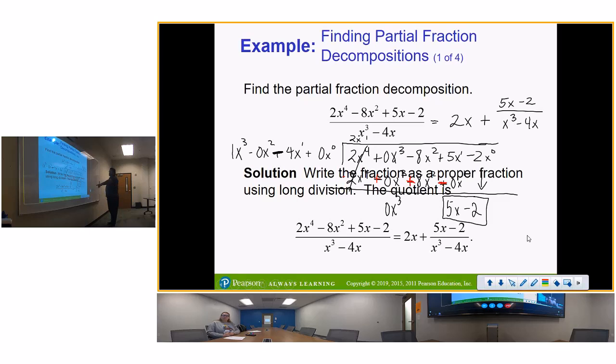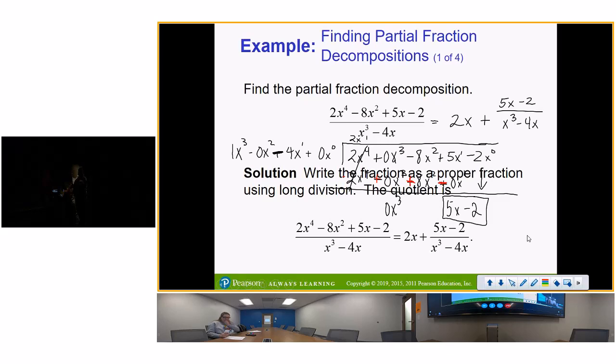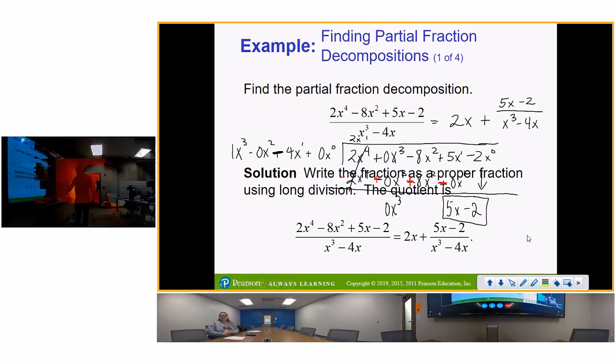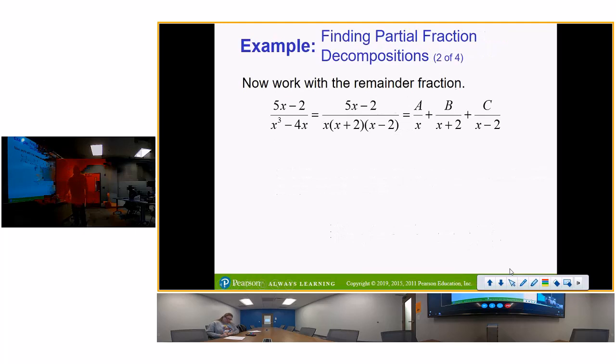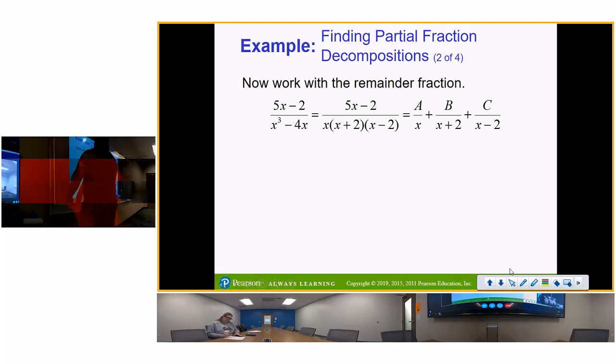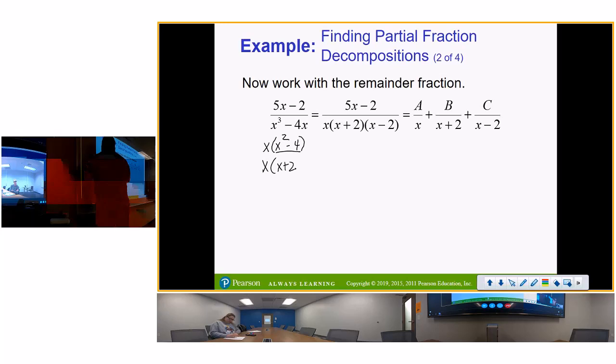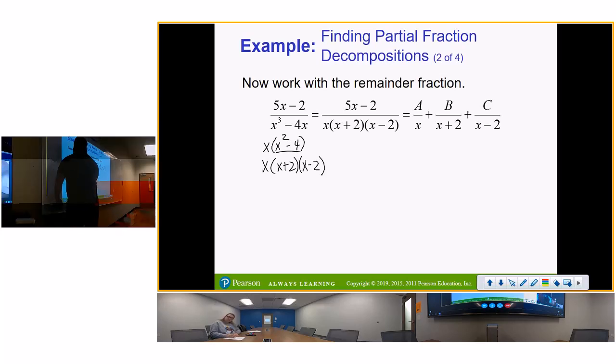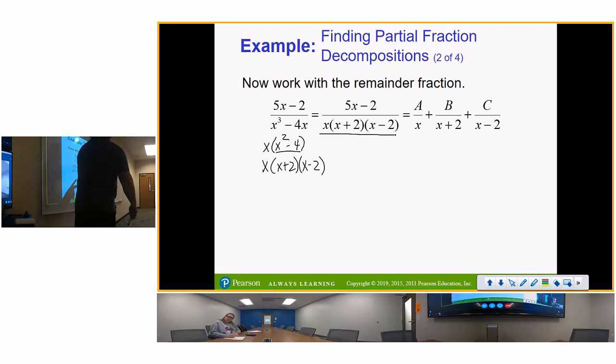2x plus 5x minus 2 over x cubed minus 4x. Everybody with me? Yes. And everybody should remember how to do long division. So now we've got 5x minus 2, and we've used a little bit of algebra, factor this out. If you factor this out, you get x, and that's going to be x squared minus what? 4, and that's shortcut number 2, x times x plus 2 times what? And that's how they get that.